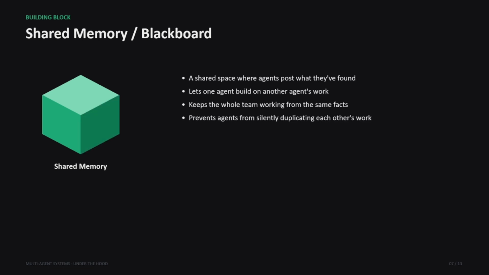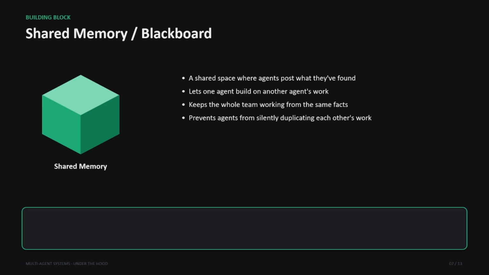The third building block is shared memory, sometimes called a blackboard. This is the shared space where agents can post what they have found. It helps one agent build on another agent's work. It also keeps everyone working from the same facts. Without shared memory, two agents might repeat the same work or use outdated information. Think of it like a shared whiteboard in a team room.